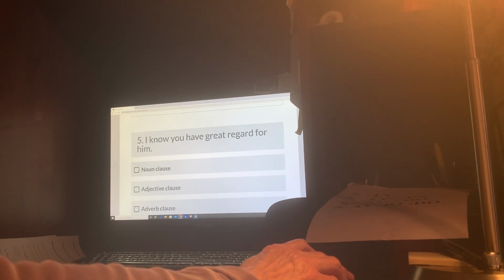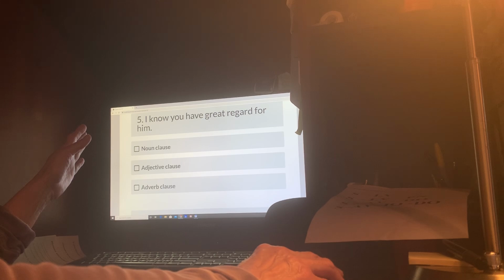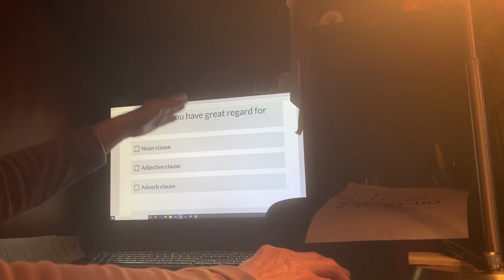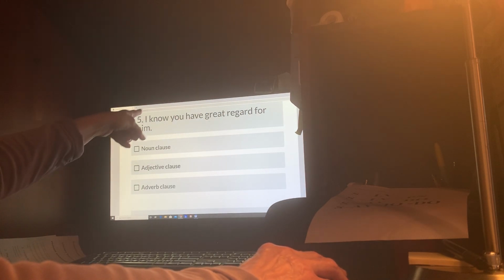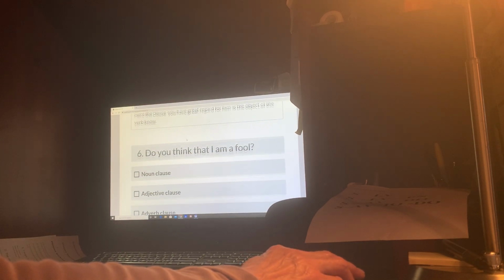Incorrect. I know you have great regard for him. For him, prep phrase. And look, this is one of those that has an understood that. I know, AV, I know what? That you have great regard for him. AV, DO, noun clause.